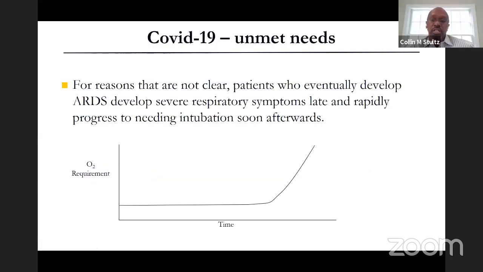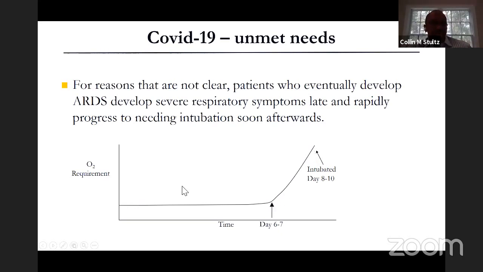Now, for reasons that are not clear, COVID patients have a slightly different course than a typical pneumonia ARDS course. Here, time 0 is their admission, this is their time within the hospital, and you can see their O2 requirement, so how much oxygen they need to maintain an adequate level of oxygenation in the blood. For some period of time, they drift along and they're fine. But then at around day 6 or 7, they develop an increasing O2 requirement, respiratory distress, and end up intubated maybe a day or two later. So it's a very rapid course.